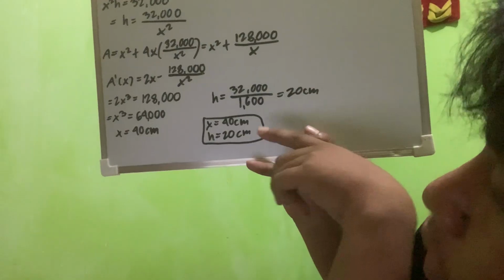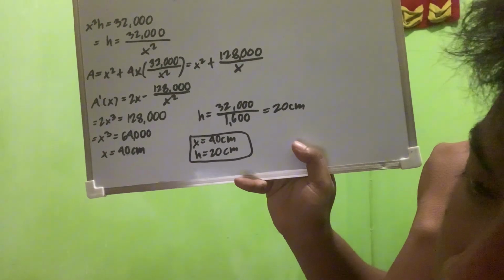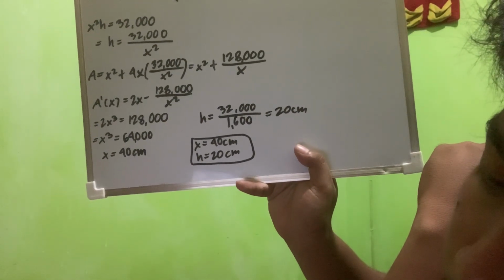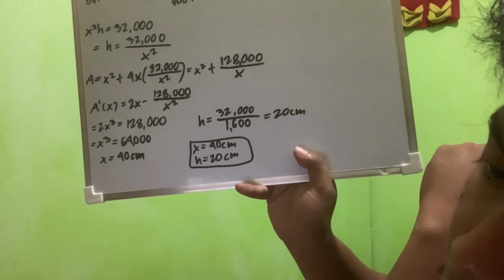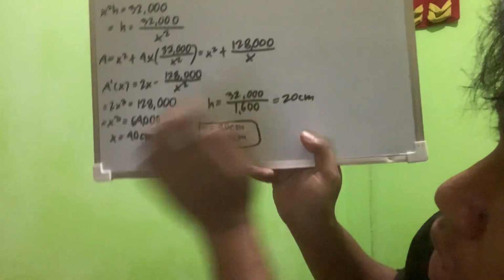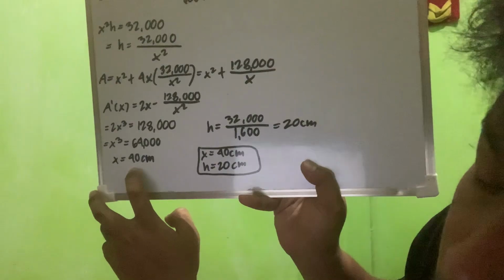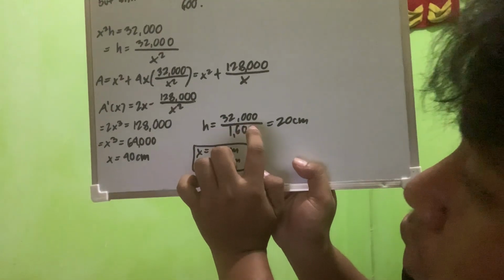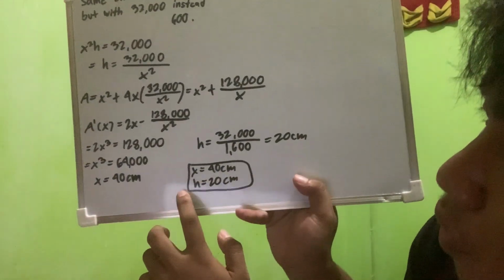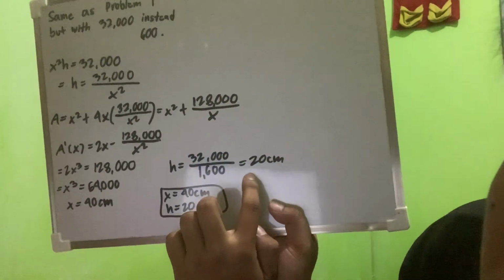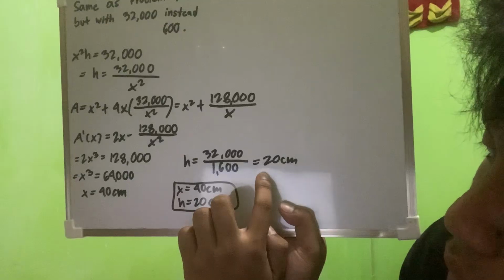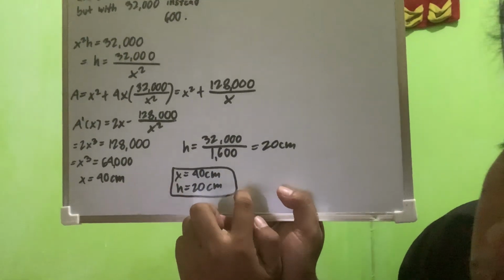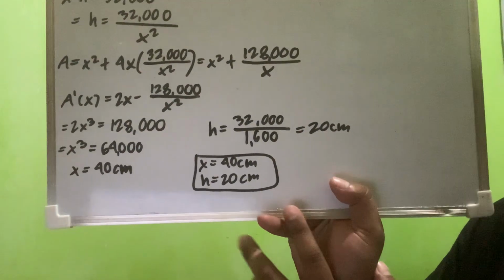So we solve A prime of x equals 0 to find the x, then h. We already found the x, so now we're going to find the h. So h equals 32,000 over 1,600 equals 20 cm. So we already have the x and h. This is the answer of problem number 3.